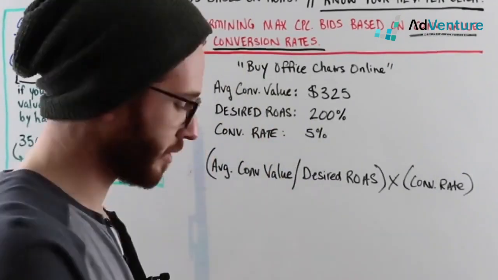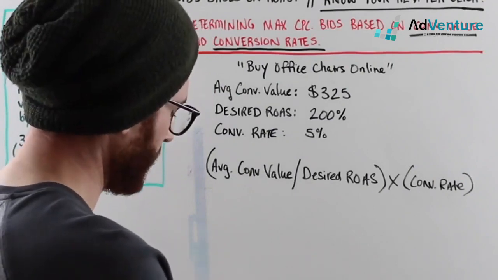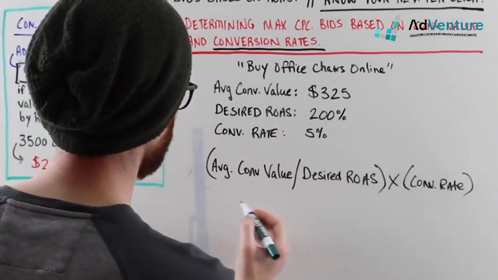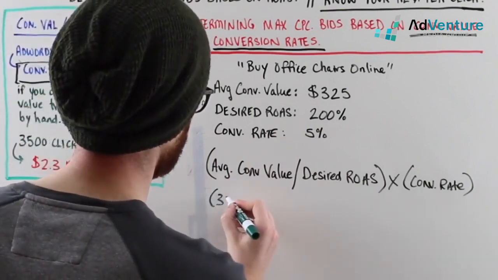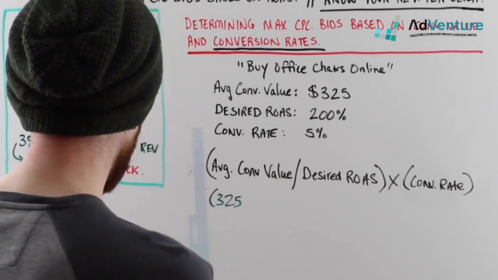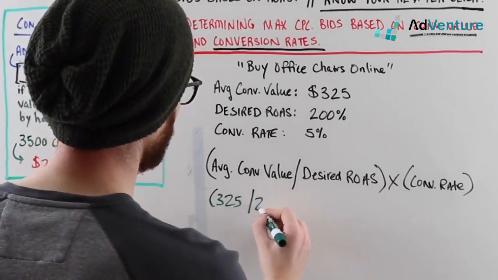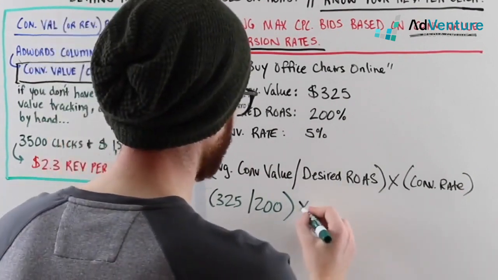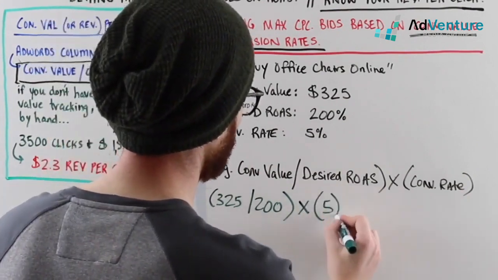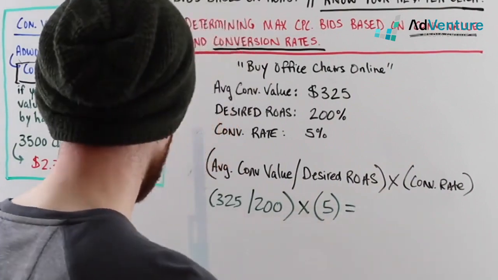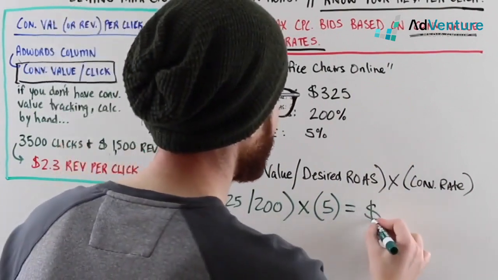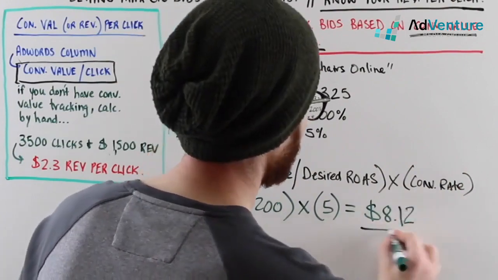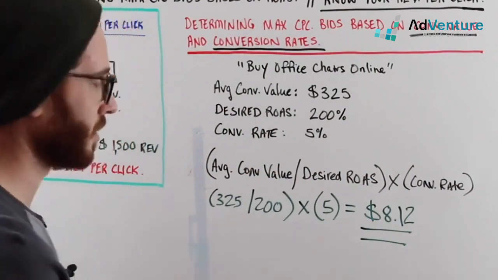Let's grab a darker green, because the lighting sometimes washes out the lighter colors. So we have our average conversion value, which is 325. We divide that by 200, which is our desired ROAS. And then we're going to multiply that by 5, which is our conversion rate. If you do that calculation on your calculator, and I encourage you to do it, it comes out to $8.12. That is your max CPC bid.